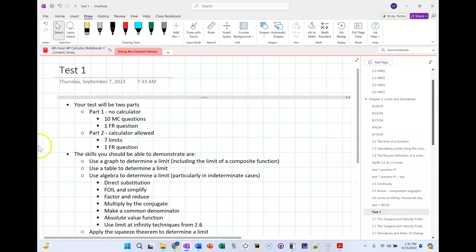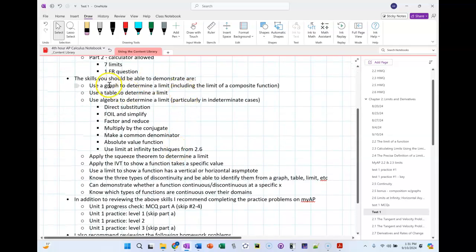So skills that you'll need to be able to demonstrate: use a graph to determine a limit, use a table to determine a limit, use algebra to determine a limit. Remember the techniques we've looked at for that would be direct substitution, or if it's indeterminate, you might be able to FOIL and simplify and then do a direct substitution, or factor and reduce and then do a direct substitution, or multiply by a conjugate, reduce and then do a direct substitution.